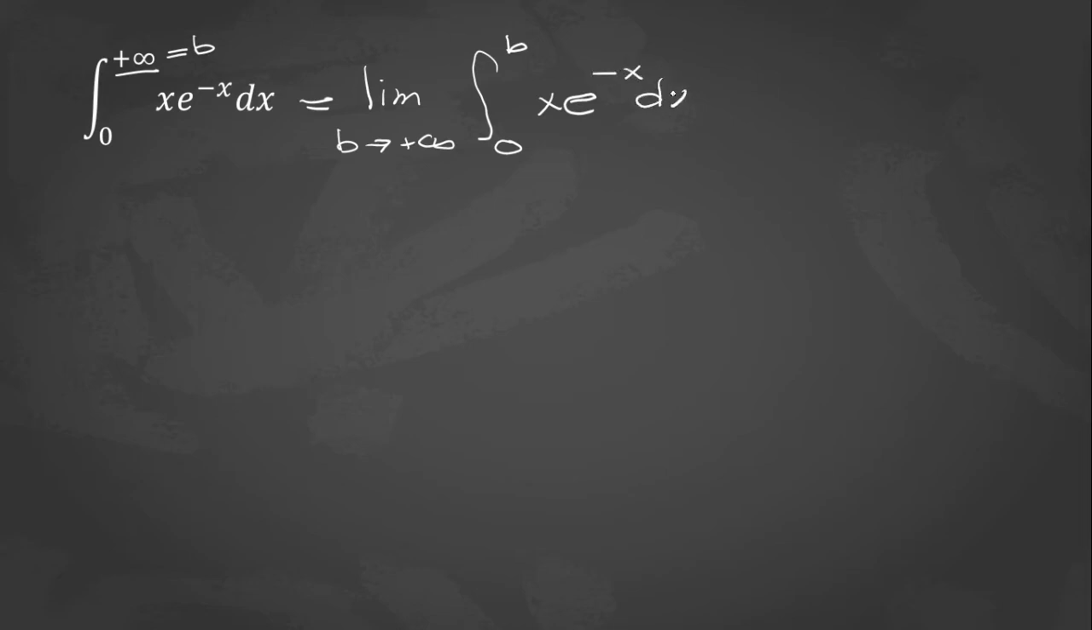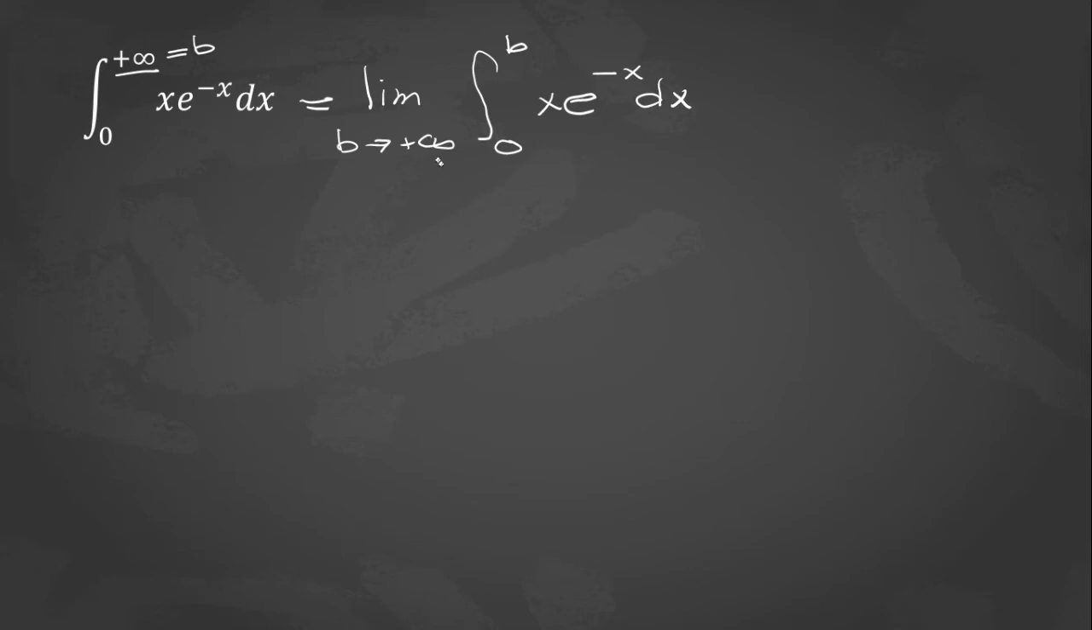We have here our second example. Feel free to pause this video and answer it on your own. Okay, notice that our upper limit of integration has infinity. Thus, assigning this as our b, we have our limit as b approaches positive infinity of the integral from 0 to b of x multiplied by e raised to negative x dx.